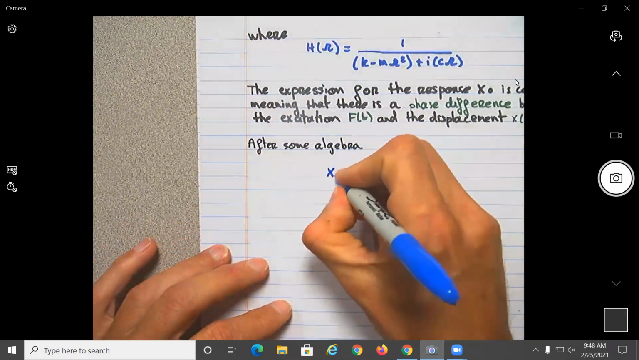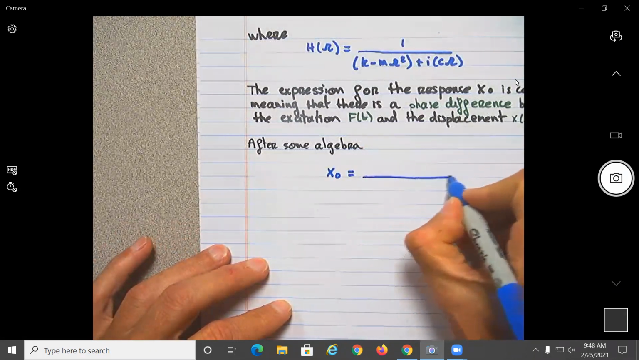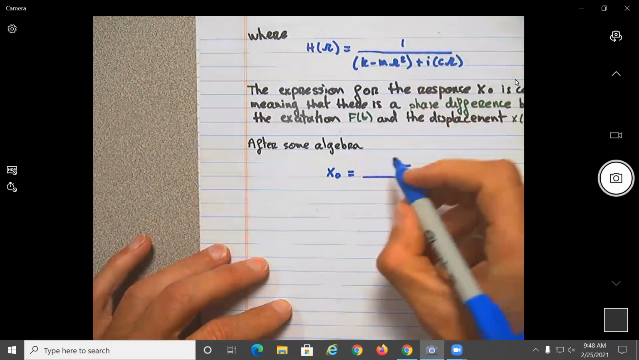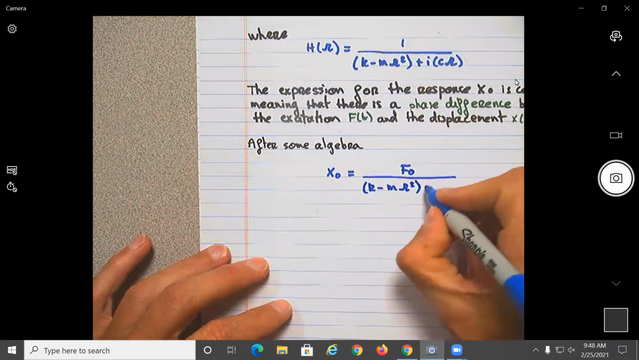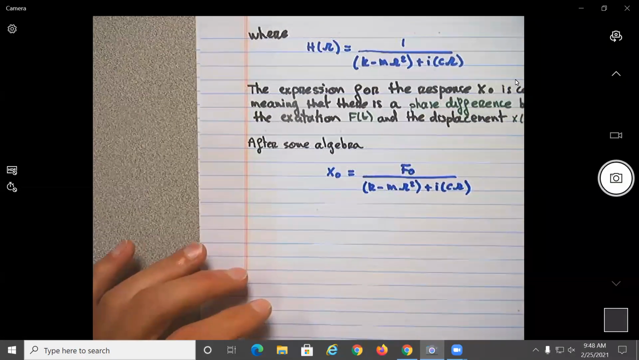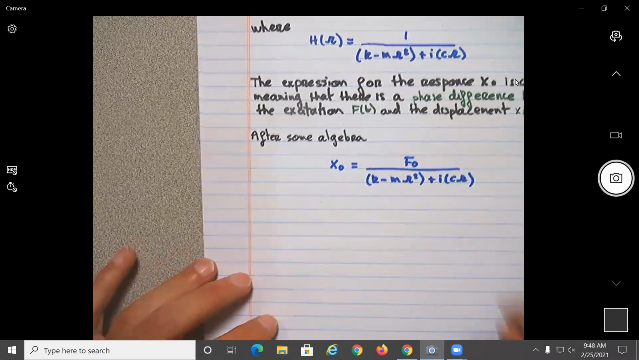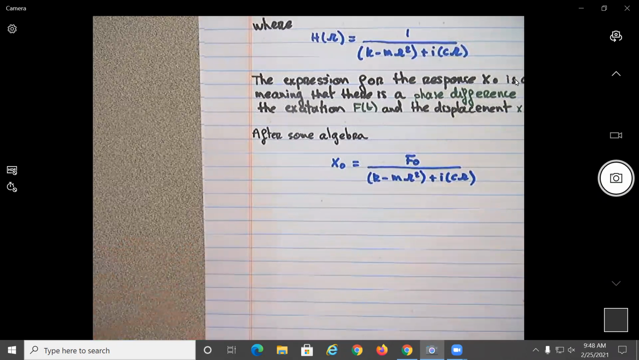Let's recall it from the previous page, A sub naught equal to basically the same expression here, the F sub naught on top, divided by the same thing over here, K minus M capital omega square plus i C omega. And remember, this is a complex quantity, indicating that there would be a phase, a lag in time between the time of the force and the response.